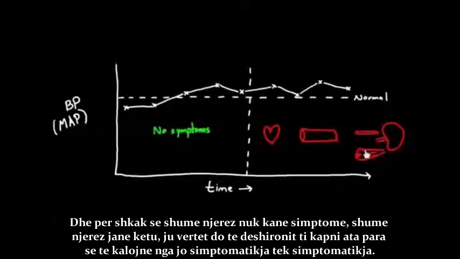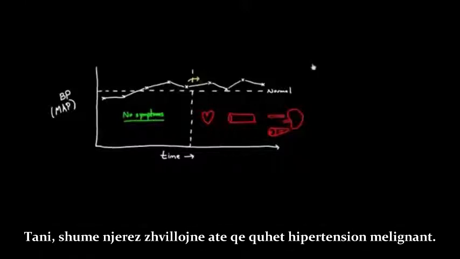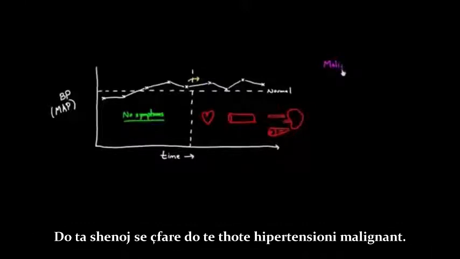And because most people are having no symptoms, most people are over here, you really want to catch them before they cross over from no symptoms to having symptoms. And you want to take care of the blood pressure problems so that they never develop any symptoms. That's the goal. Now, unfortunately, some people develop what's called malignant hypertension. And I'm going to write out for you what malignant hypertension means.